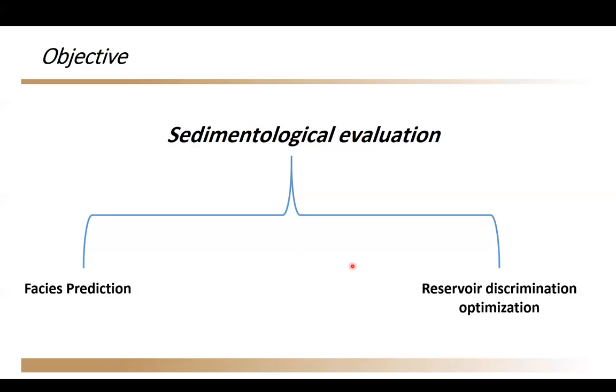From petrological and sedimentological evaluation, I will first, before the porosity and permeability relationship, try to discriminate my reservoir based on the actual factors that control reservoir quality, the factors that control my pore geometry. So I classify the sedimentological evaluation and facies production to know my facies: where they go, where they move, where they enhance, where they reduce, and to optimize the reservoir rock typing and the reservoir discrimination.